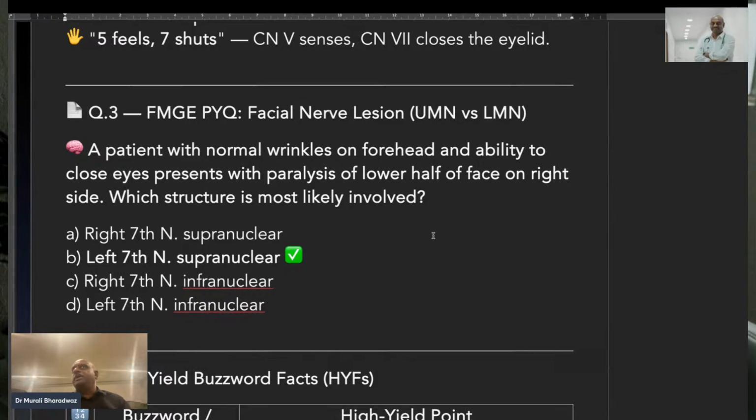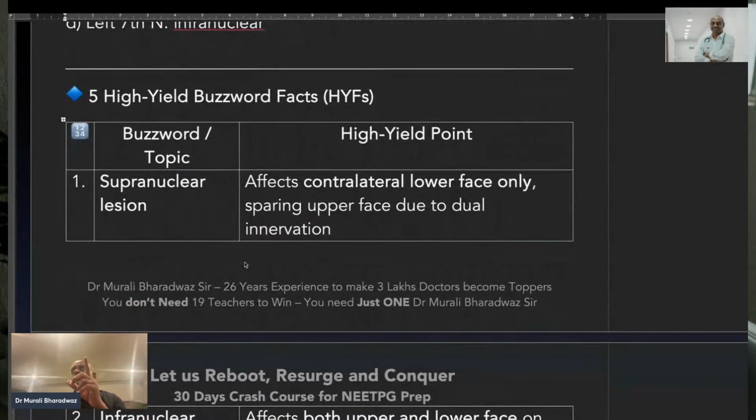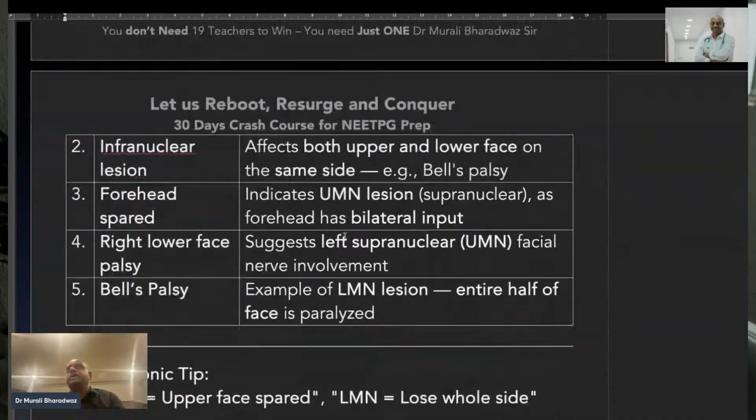Suppose, what is the question asked? Normal wrinkles on the forehead, ability to close eyes, that means upper part is spared. There is a paralysis of the lower half of the face on the right side. That means left upper motor neuron lesion is there. That's the reason the right lower half of the face got involved. What do you call that? Left seventh supranuclear is the answer. A supranuclear lesion affects the contralateral lower face only, sparing the upper face due to dual innervation. So that is the reason.